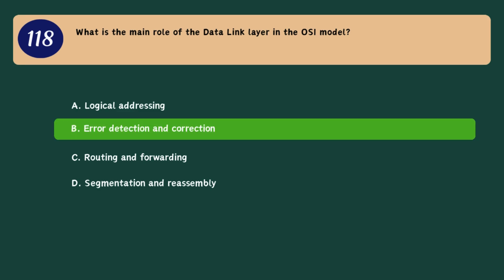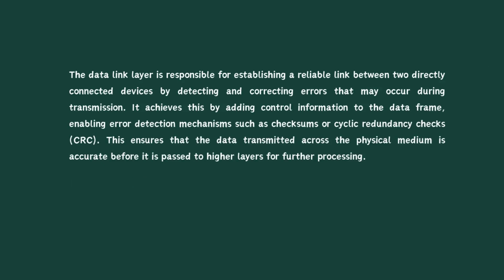Correct answer: B. Error detection and correction. The data link layer is responsible for establishing a reliable link between two directly connected devices by detecting and correcting errors that may occur during transmission. It achieves this by adding control information to the data frame, enabling error detection mechanisms such as checksums or cyclic redundancy checks. This ensures that the data transmitted across the physical medium is accurate before it is passed to higher layers for further processing.